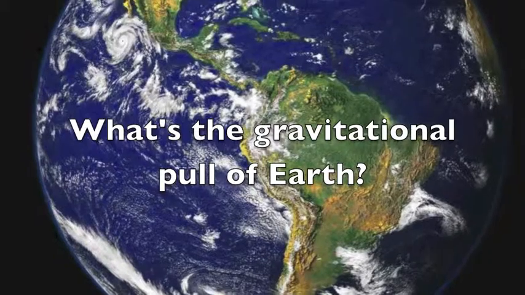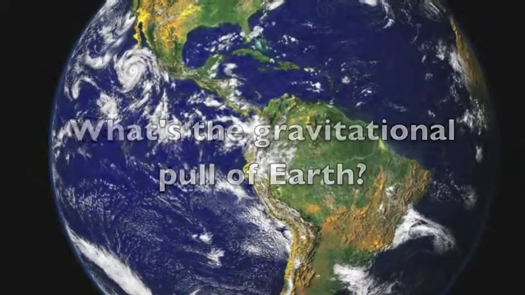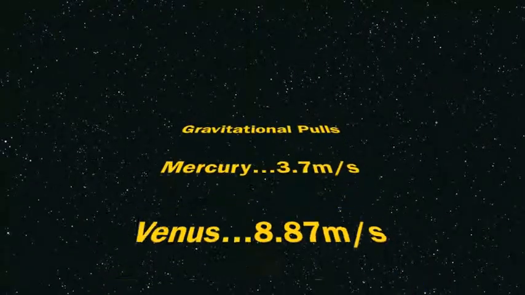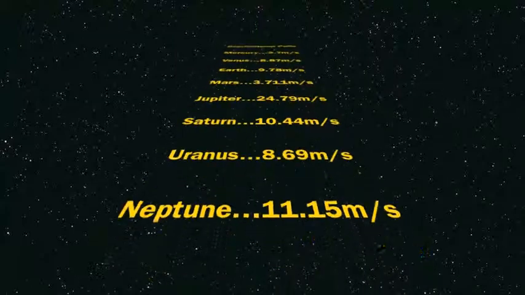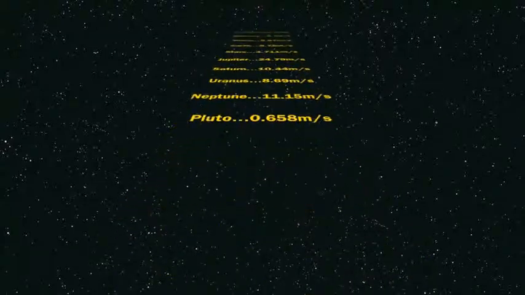What's the gravitational pull of Earth? The gravitational pull of Earth is 9.78 meters per second squared. But that's not what it is for all planets. Let's take a look. A smaller planet like Mercury only has a gravitational pull of 3.7 meters per second squared, and a bigger planet like Jupiter has 24.79 meters per second squared. This is a list of all the different gravitational pulls on each planet. Notice how the larger planets have a larger gravitational pull, and the smaller planets have smaller gravitational pulls.